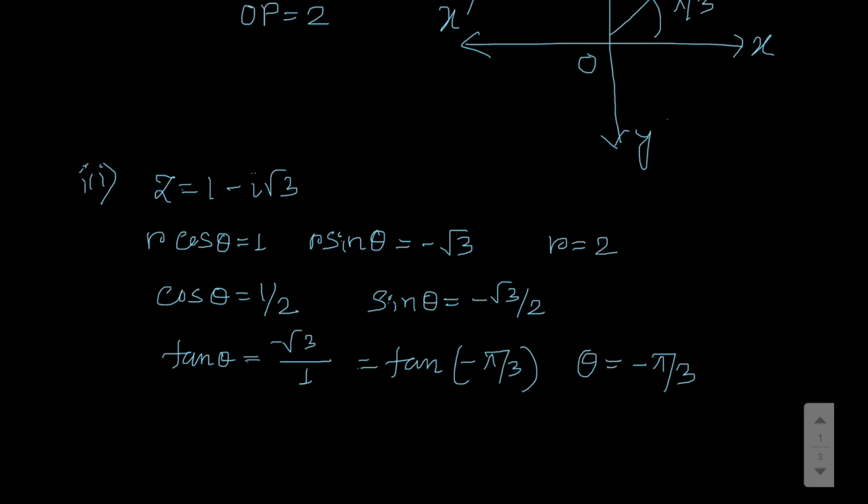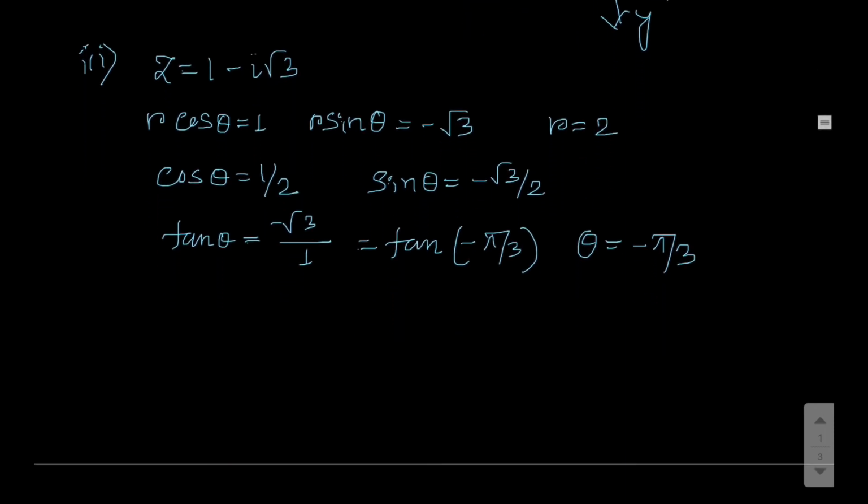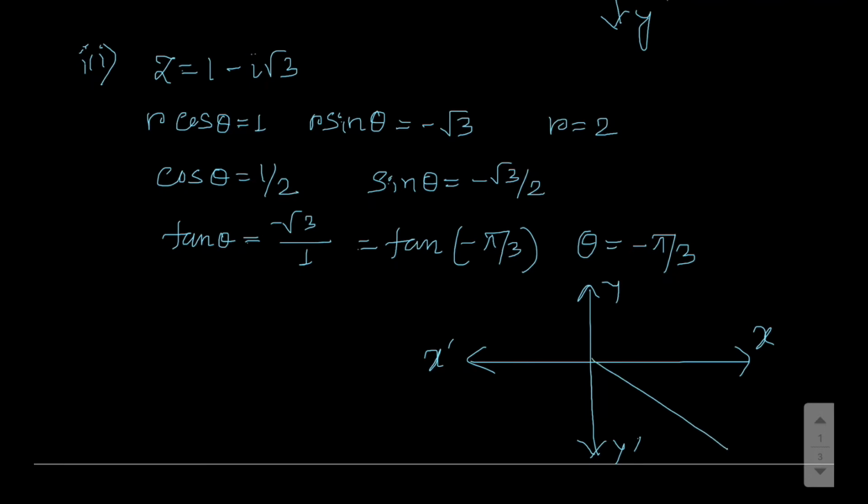Okay, so now if you draw the Argand plane, it will be x, x dash, y and y dash. As theta equal to minus pi by 3, it will be in the fourth quadrant. So here OP equal to 2 and angle XOP equal to minus pi by 3. Okay, now let's move on to sum number 4.4.